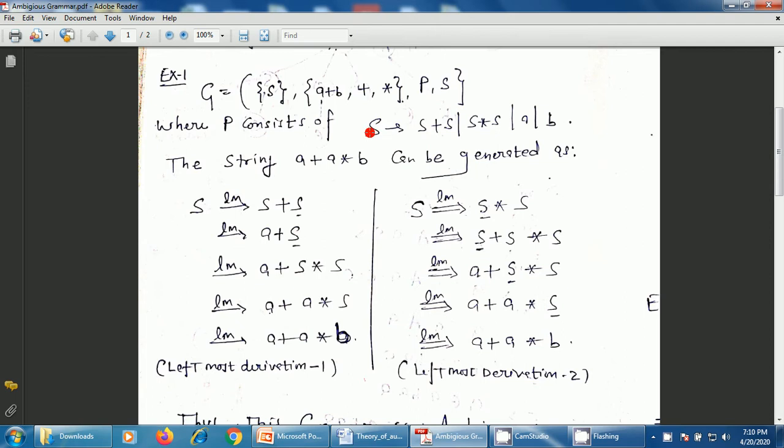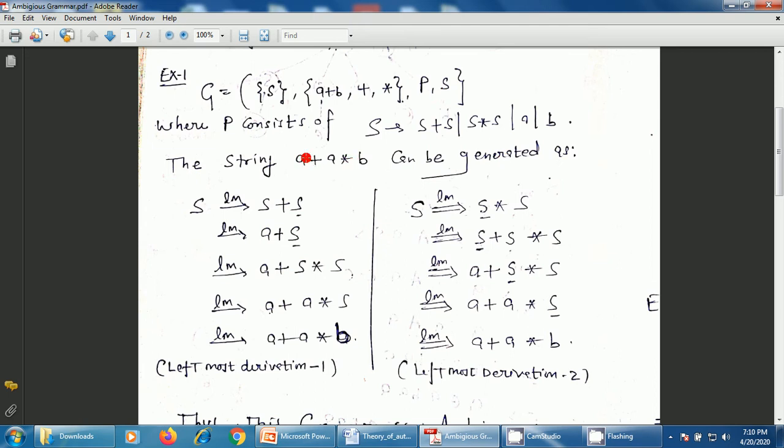This is the given grammar. S tends to S plus S, S tends to S into S, S tends to a, S tends to b. In this grammar, there is one non-terminal symbol, capital S, and there are two terminal symbols, small a and small b, and capital S is the start symbol also. This string is given: a plus a into a. The question is, is this grammar ambiguous or not?